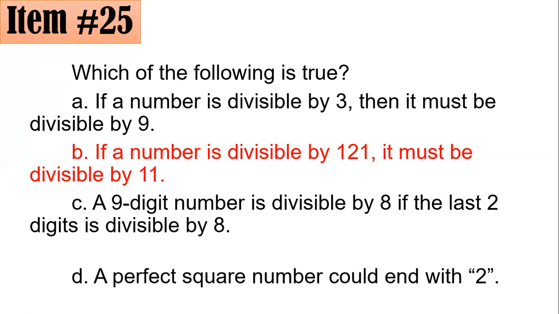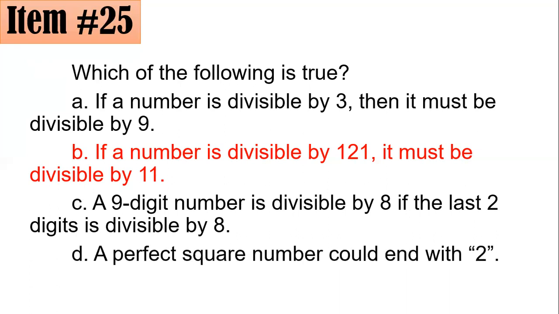And lastly, a perfect square number could end with 2. Whatever the ending of that number, if it ends with 0, 1, 2, 3, 4, 5, 6, 7, 8, or 9, if you square that, you could actually see that it would not end with 2. Hence, letter B is the correct answer here. Okay.